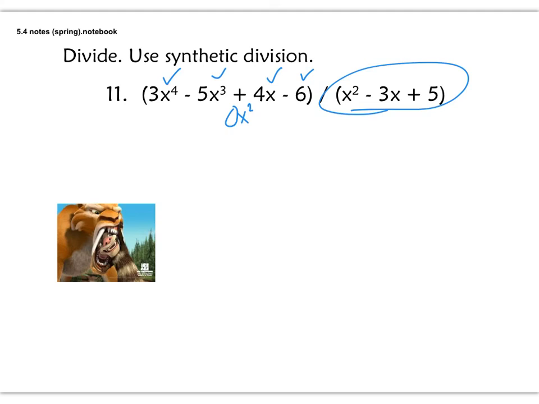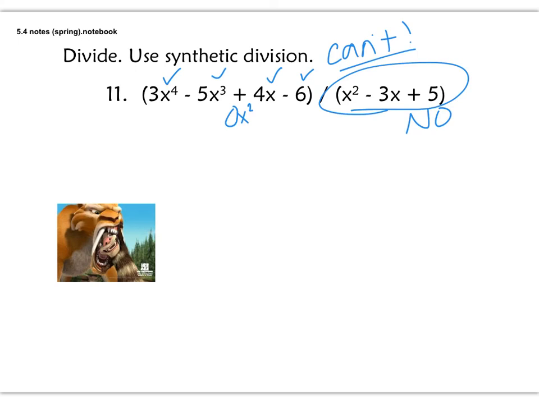Wait a minute. Can you do synthetic division when you're dividing by something like that? And the answer is no, you cannot. Okay, so if the directions say use synthetic division, you can't. All right, because you have to divide by x plus or minus a number. Okay, so you cannot do synthetic with something like that. Now, if the directions just said divide, then you could do long division on this, no problem.